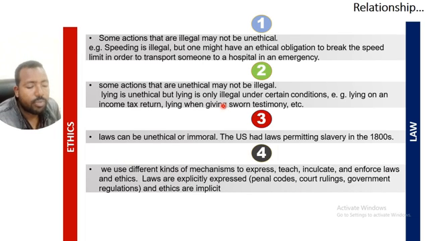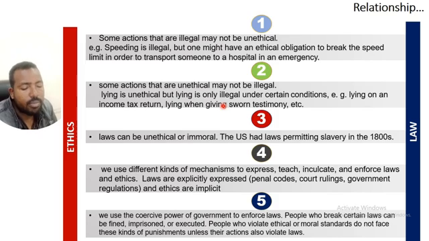The fourth one is we use different kinds of mechanisms to express, teach, inculcate, and enforce laws and ethics. Laws are explicitly expressed, for example, in penal codes, court rulings, and government regulations, but ethics are implicit, except a few of them. There is a professional code. There are other ethical guidelines that we may learn in universities or in schools, but general ethical guidelines are implicit. They are held in the culture and way of life of the people.